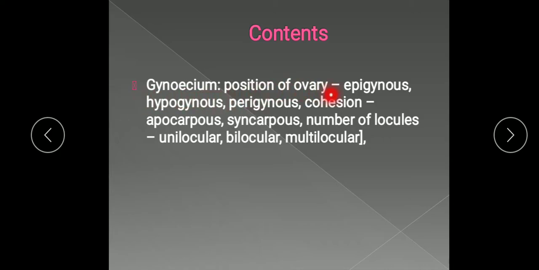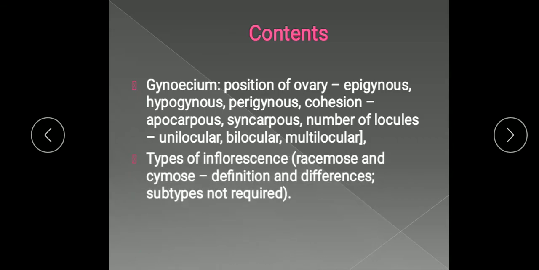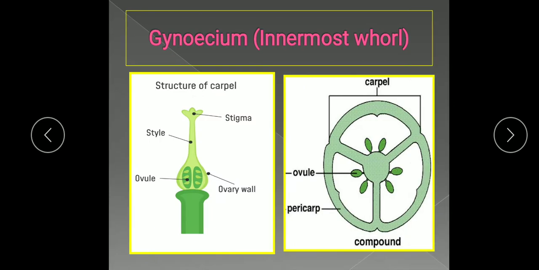Gynoecium, position of ovary: epigynous, hypogynous, perigynous, three conditions, cohesion in the carpels. On that basis, the types of gynoecium: apocarpous, syncarpous, number of locules, and three conditions: unilocular, bilocular, and multilocular ovary. Then types of inflorescence: racemose and cymose. Here we will study the definition and the differences only. Subtypes we are not going to study.